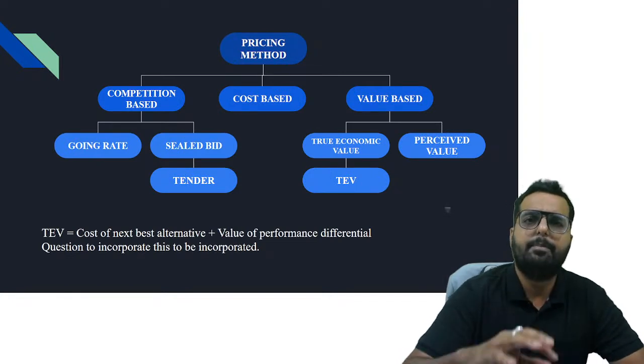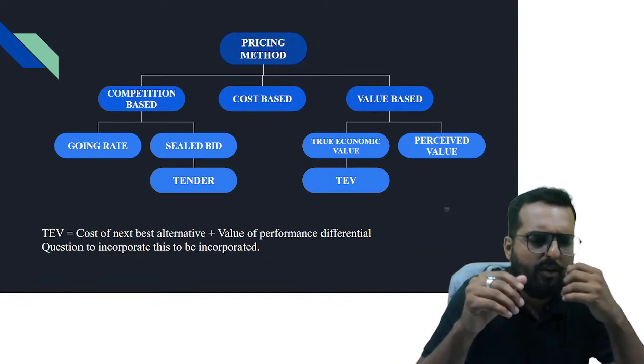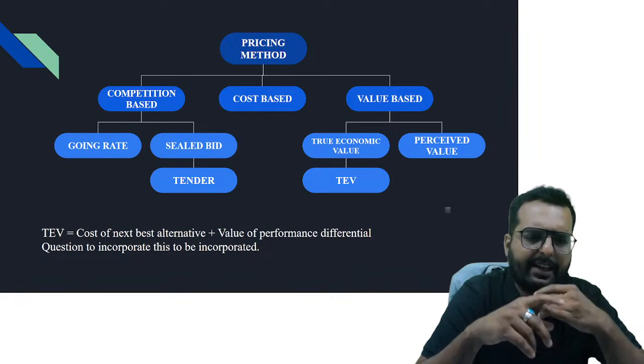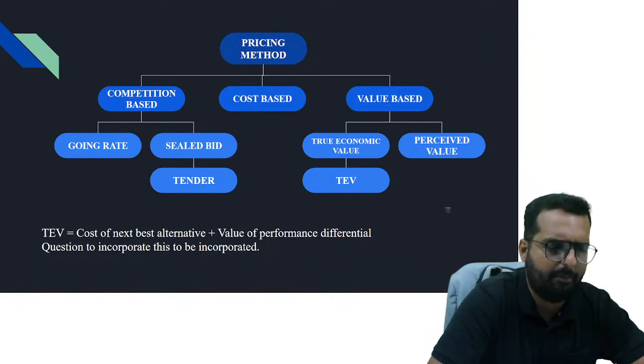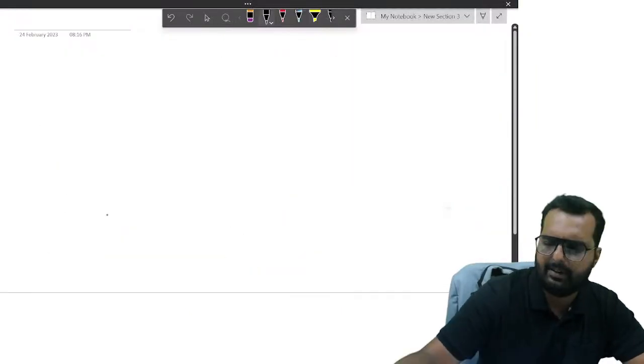Fine friends, now these are the pricing methods that are available. One is cost based pricing, second one is value based pricing, and the third one is competition based pricing. Let us learn it one by one. Competition based pricing.